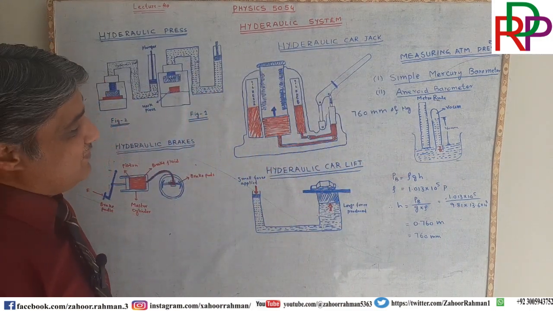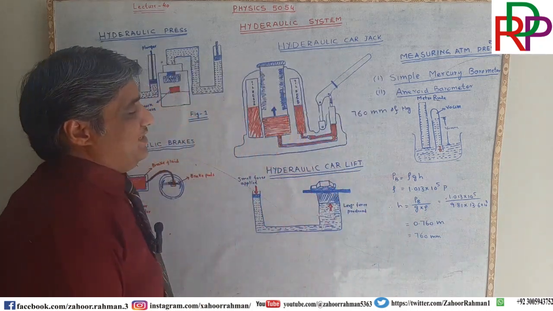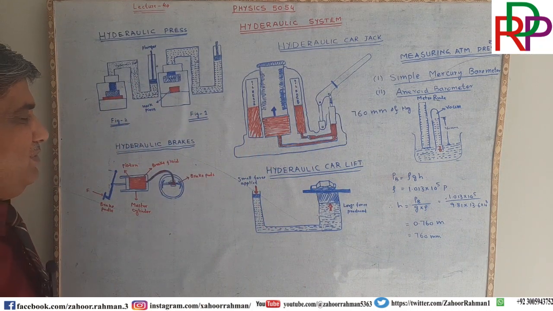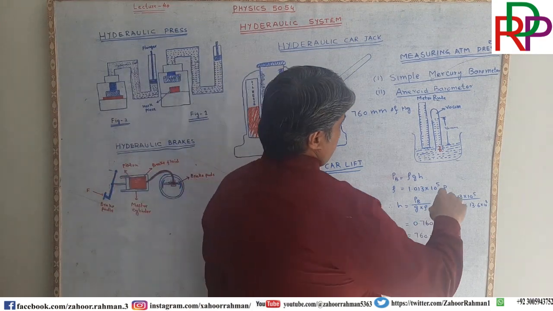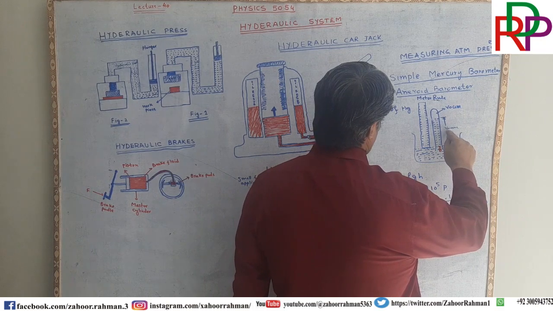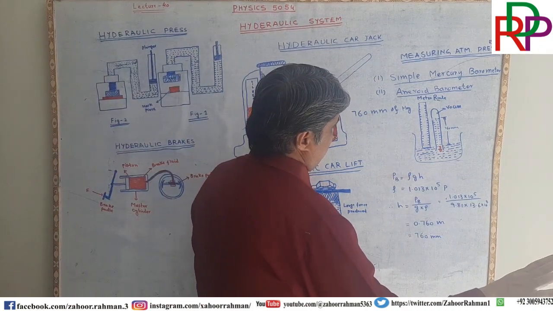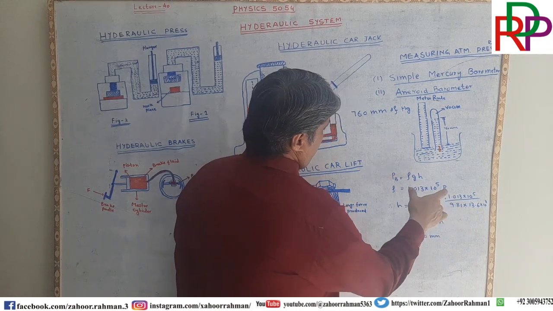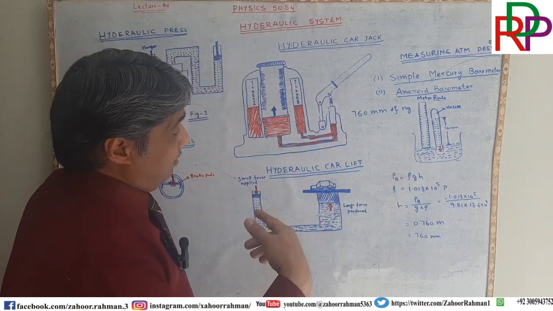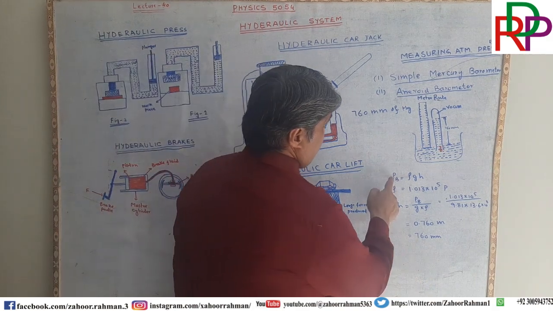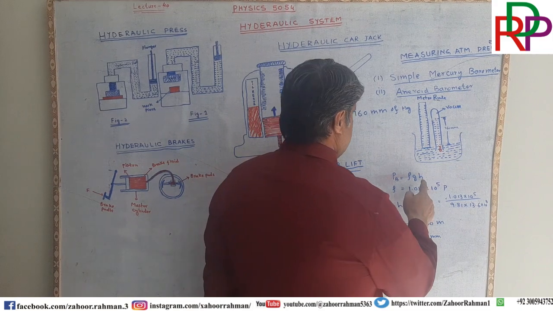Remember that the density of mercury is 13.6 into 10 raised to the power 3 kilogram per meter cube. If we want to find the height of this 760, then we use a formula in which there must be h involved. So here we have a formula for pressure in a liquid, remember, not solid, not in gases. Pressure in a liquid is rho, which is density, g, which is gravitational acceleration, and h is the height.